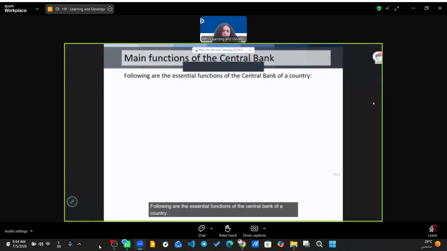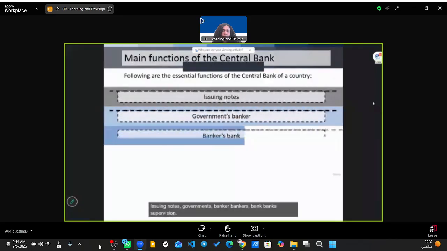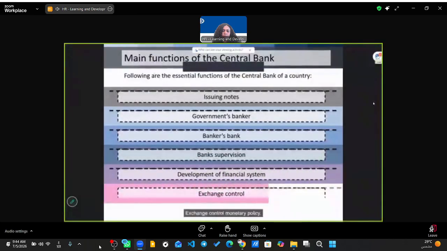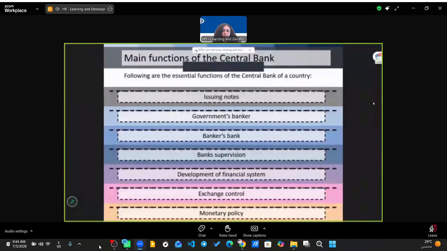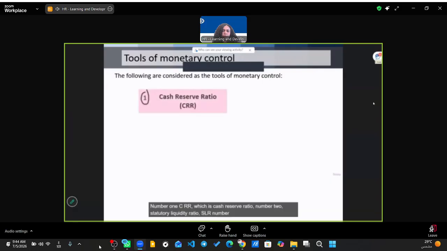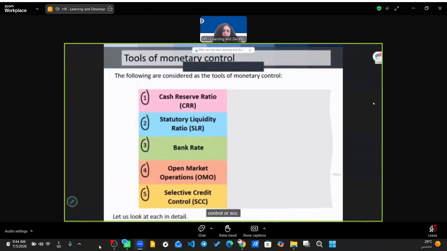Following are the essential functions of the central bank of a country: issuing notes, government's banker, banker's bank, bank supervision, development of the financial system, exchange control, and monetary policy. The following are considered as the tools of monetary control. Number 1, CRR, which is cash reserve ratio. Number 2, statutory liquidity ratio, SLR. Number 3, bank rate. Number 4, open market operations, also known as OMO. Number 5, selective credit control, or SCC. Let's take a look at each of these tools in detail.